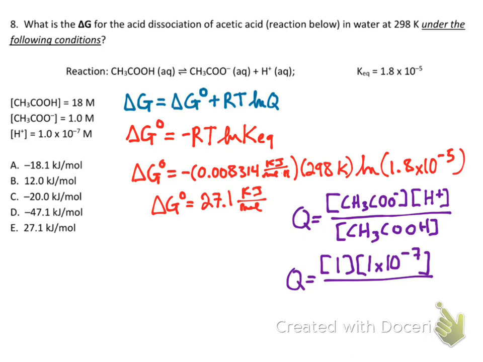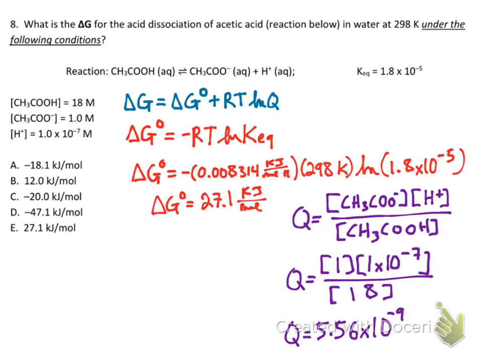So there we have our products. On our reactants, ooh, this is glacial acetic acid. This is pretty much as concentrated as you can get acetic acid. It's 18 molar. So we end up getting that Q is equal to 5.56 times 10 to the negative ninth. Now, before we mathematically solve for this, I want us to think conceptually about what this means about which way the reaction would need to go in order to reach equilibrium. So we have our value for Q now.